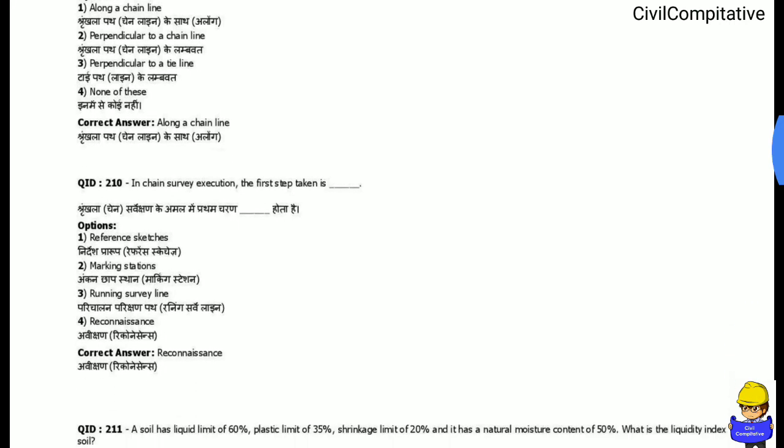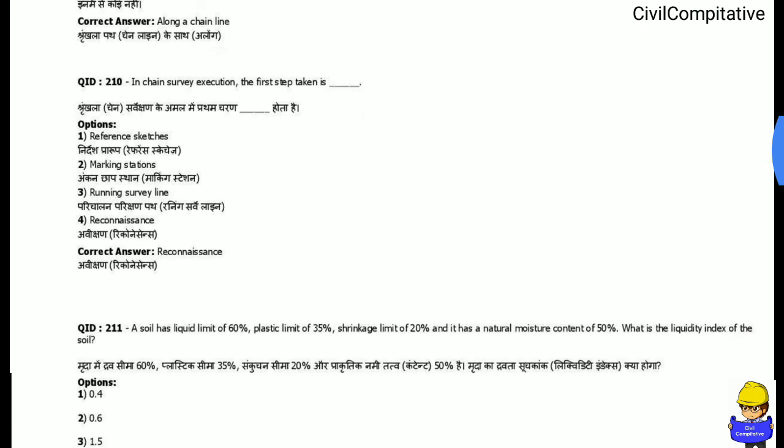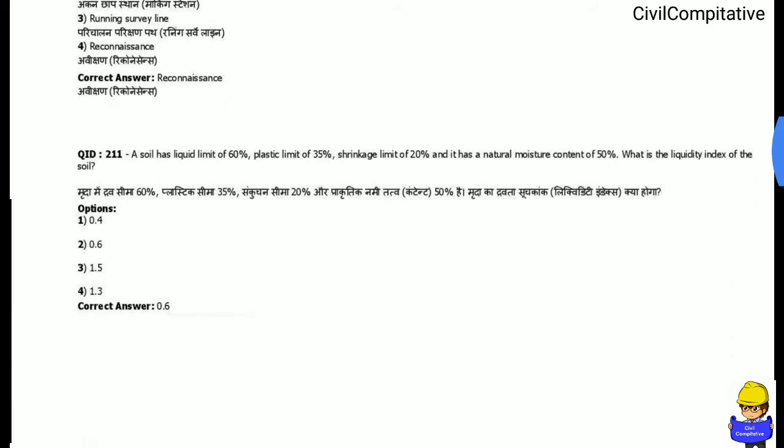Next question is: in chain survey execution, the first step taken is what? The first step is recognition survey. There are actually 4 steps. The first step is recognition survey, then map study, then preliminary survey, and then detailed surveying also. So we just need to know that the first survey is known as recognition survey.